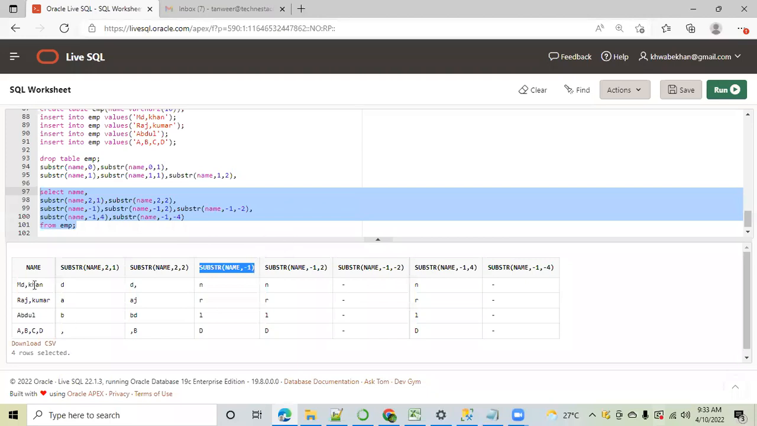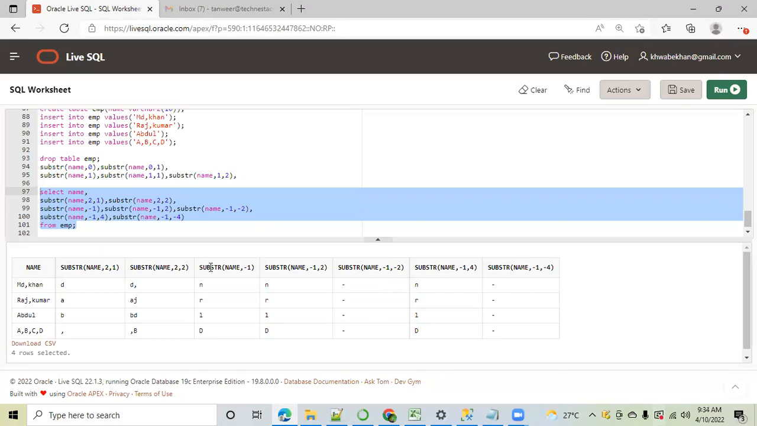-1 means we're standing at the very last. You got the last character, right? -1 comma 2 is exactly the same as name comma -1. You're getting the same output. -1 comma 4, exactly the same output. So after a comma, if you're using -1 and giving any positive number, positive argument 2 or positive argument 4, you will get the same value as the last character. And if you're giving substring name -1 comma -2, you're getting no value. -1 comma -4, you're getting no value.